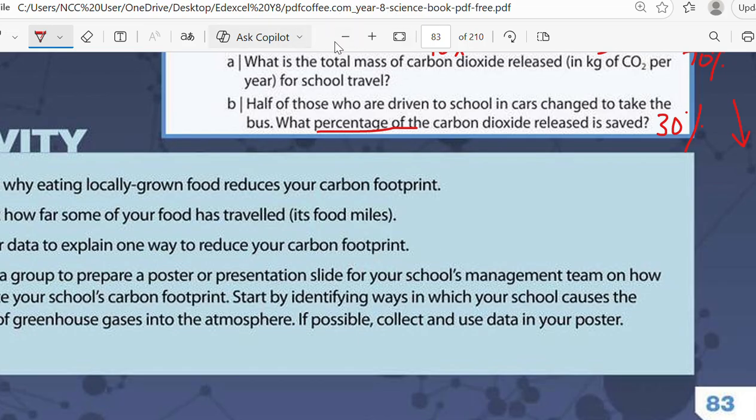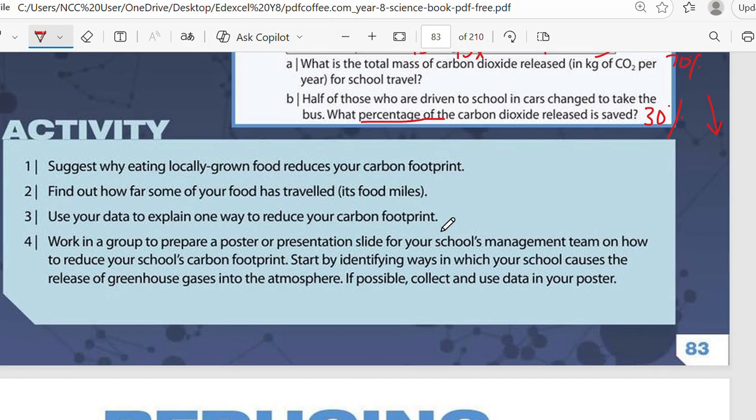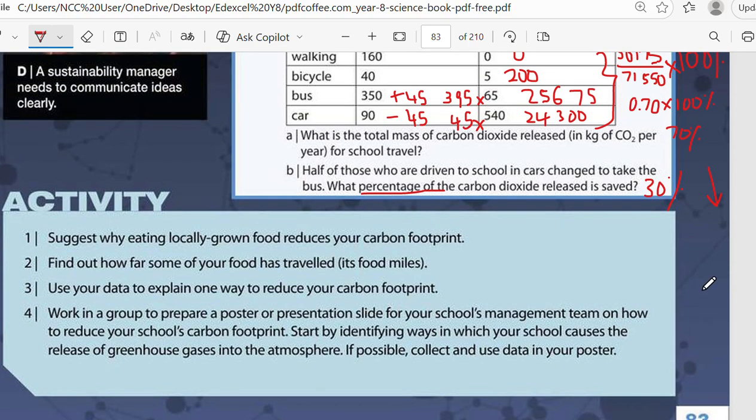Right, then there's one more activity here. You can just go through it and see if you can try it.